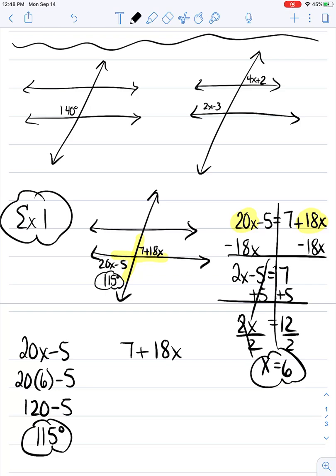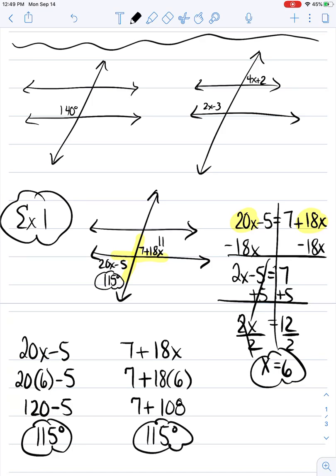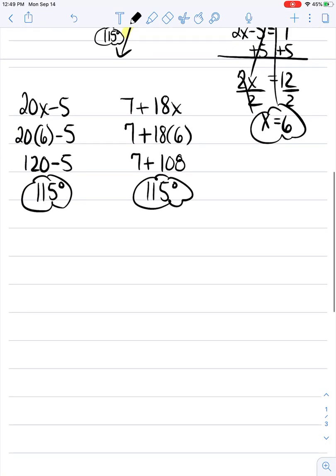Well, since we know that vertical angles are the same, I should get the same exact thing when I plug 6 in here. So 7 plus 18 times 6. Remember, order of operations, I multiply first. So 18 times 6 is 108. And when I add 7 and 108, I again get 115 degrees. So the actual angle measure here is 115 degrees. So let's practice those steps some more.